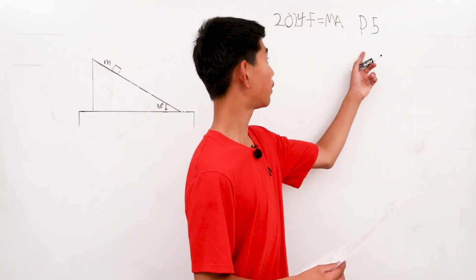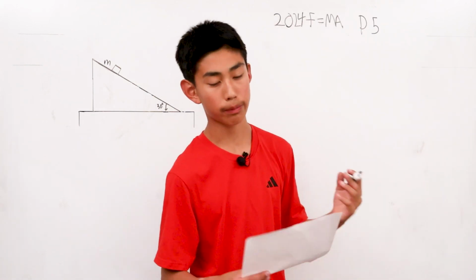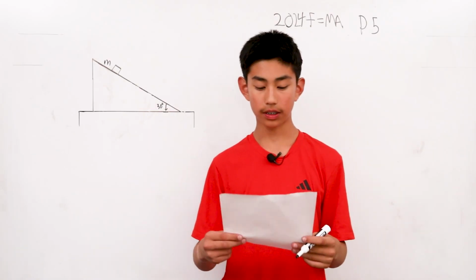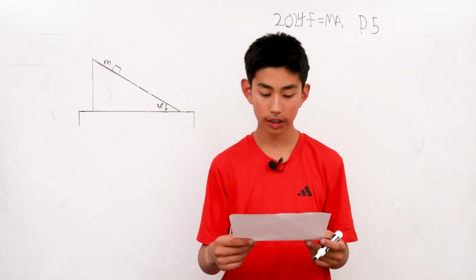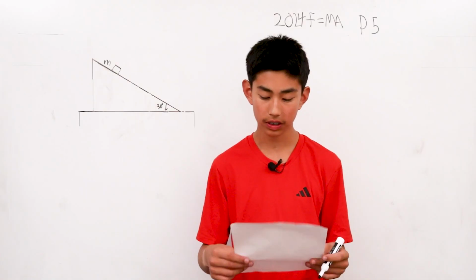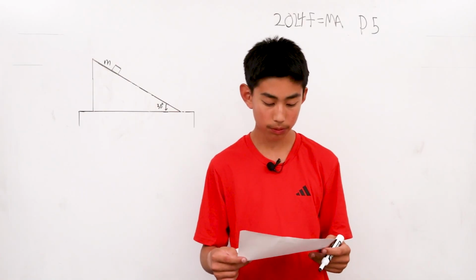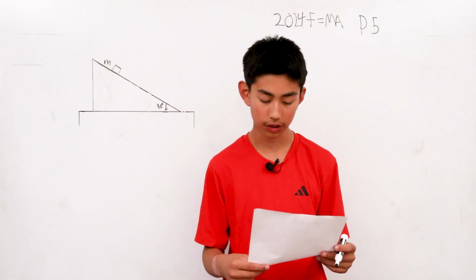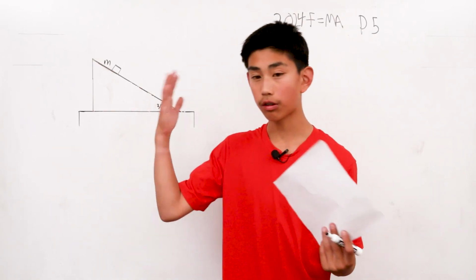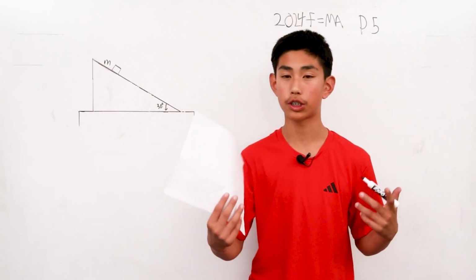We're solving problem 5 from the 2024 F equals MA exam. A massless inclined plane with angle 30 degrees to the horizontal is fixed to a scale. A block of mass m is released from the top of the plane, which is frictionless. So our first step in this problem is to realize what's going on.